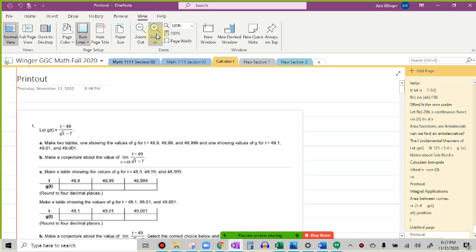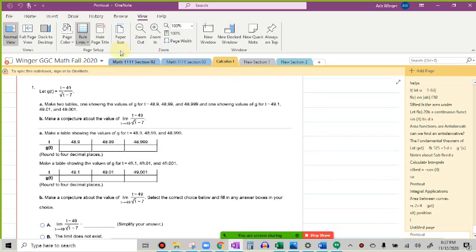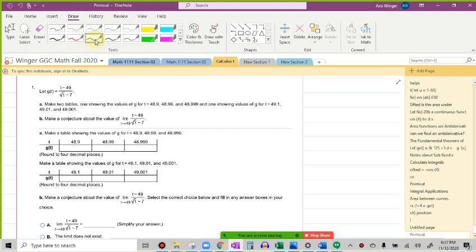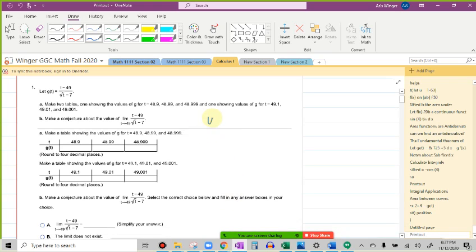Number one. So here, the first one, as I said before, you will be plugging in this function. You'll have this function t minus 49 over the square root of t minus 7. And the question is, let's put some values in and see what this approaches. Again, this just means we're going to use a calculator.